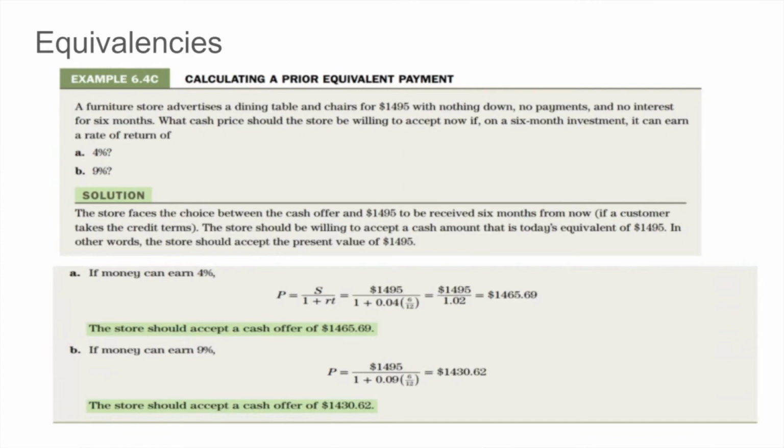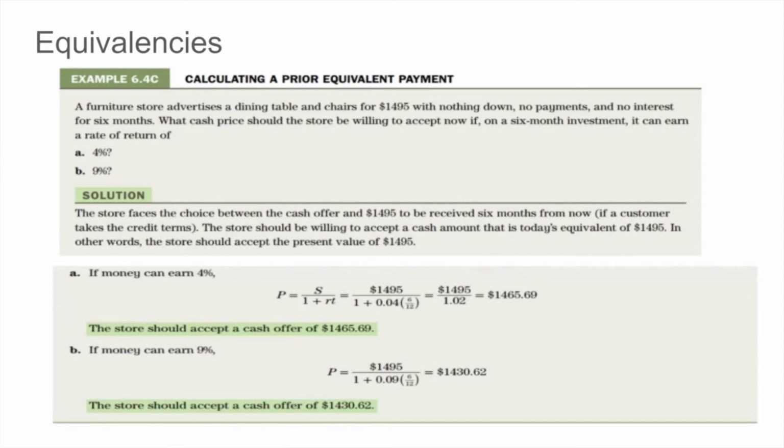So assuming a 4% rate of interest, the going rate of interest that's out there, you could find the present value of the $1,495 for the 6 months, which is 6 over 12, assuming a rate of 4%. If you walked in with $1,465.69 right now, and you said to them, I want to buy that table, and they say, well, it's $1,495, no money down, no interest, no nothing. Well, you'd say, if I gave you $1,465.69 now, you should accept it because it's equivalent to $1,495 in 6 months' time.